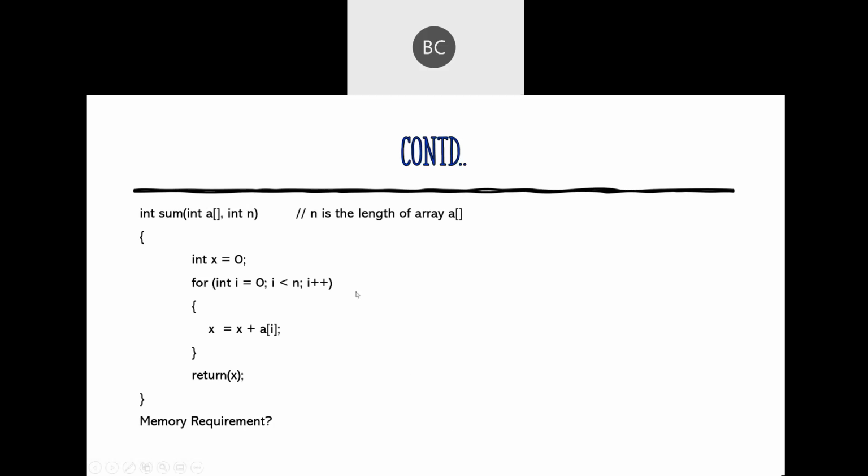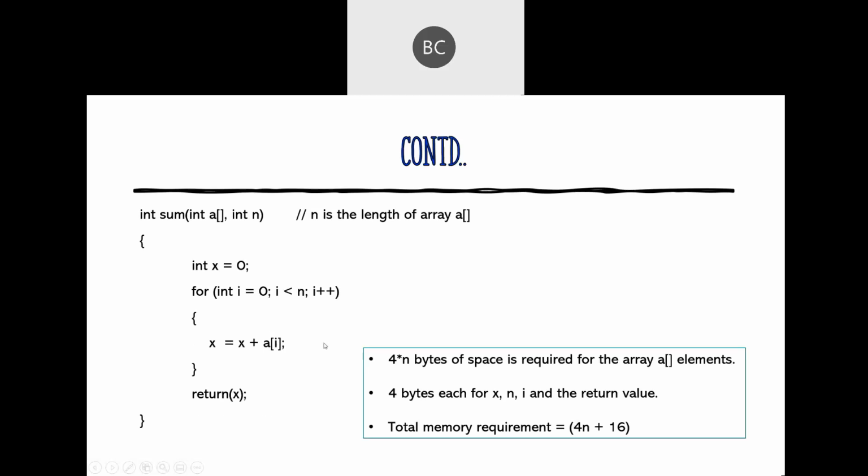Okay, so this is another example. So here I'm taking one function, sum, then one array, and a variable. Okay, here n is the length of the array. We don't know the size of the array here. One piece of code is int x equal to 0, then one loop, one instruction, and the return. So what will be the memory requirement for this case?